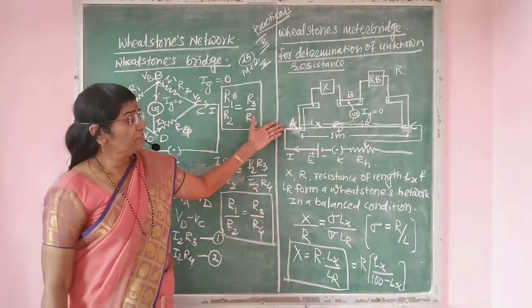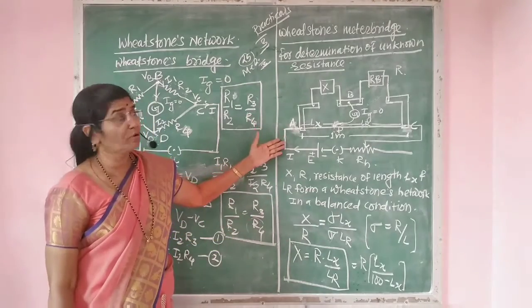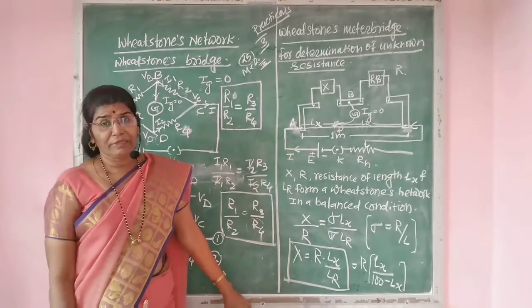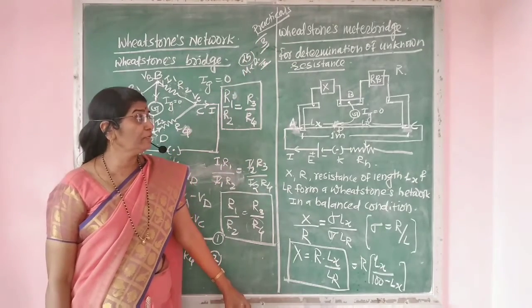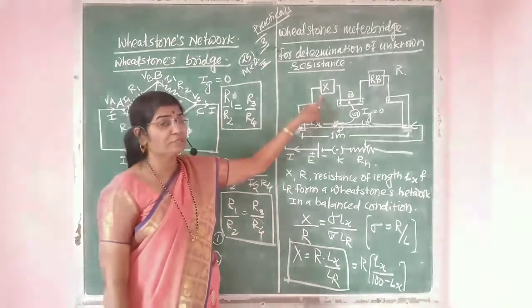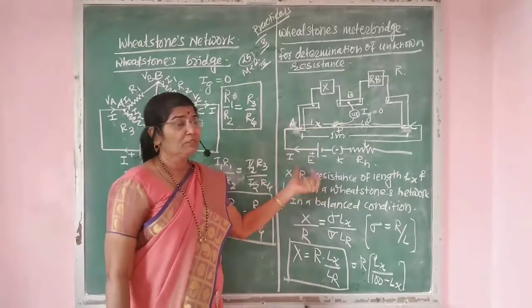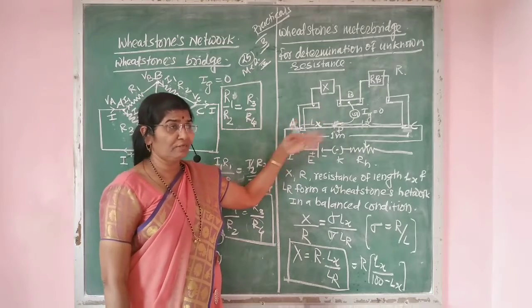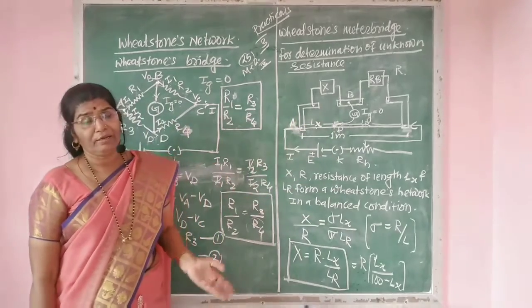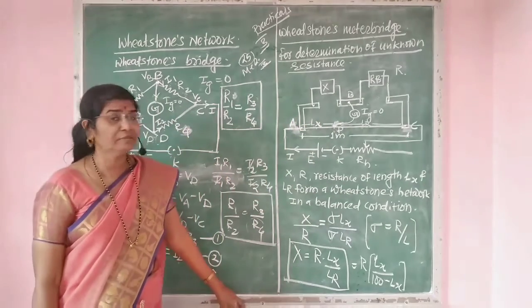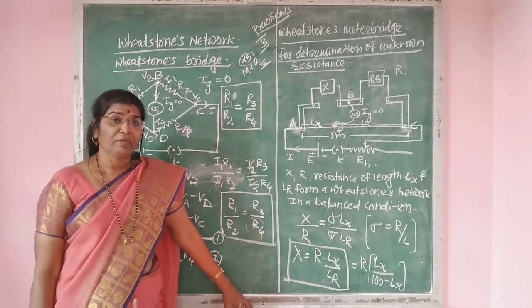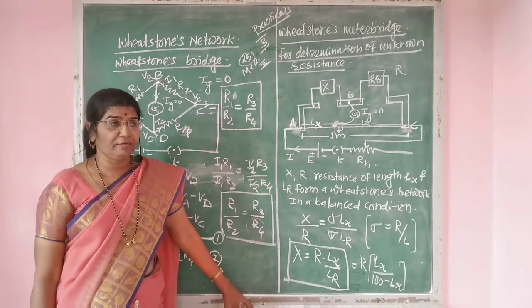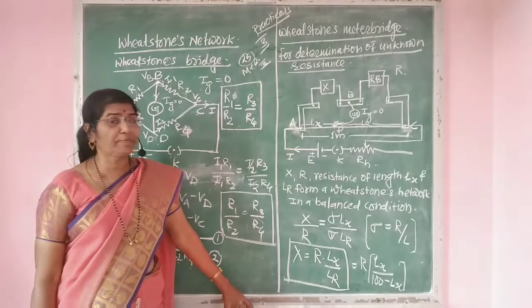From this experiment, there will be practicals. There are 3 practicals in the 12th. One is to determine the unknown resistance using a meter bridge. The second is to verify the law of series combination, and the third is to verify the law of resistances in parallel. In this way, there are 3 practicals.